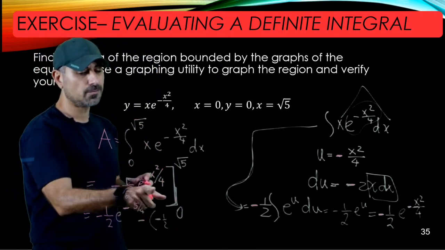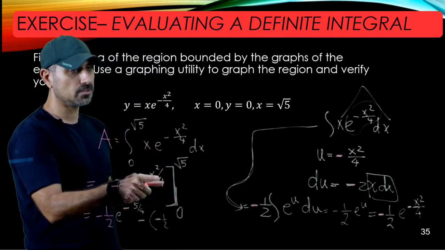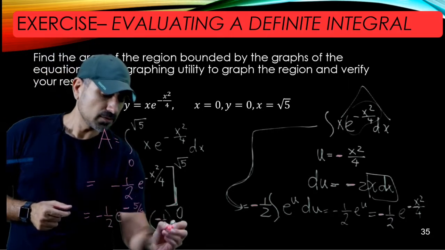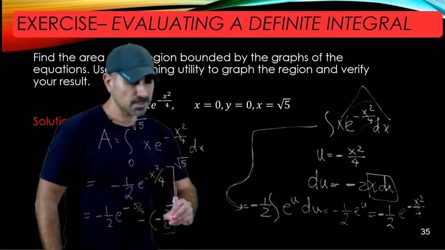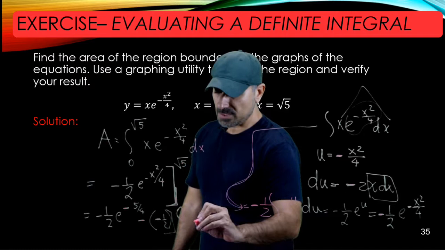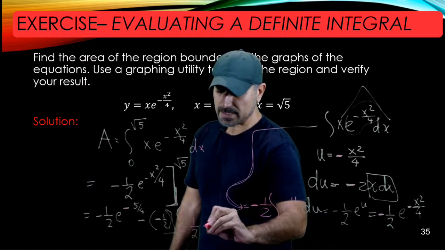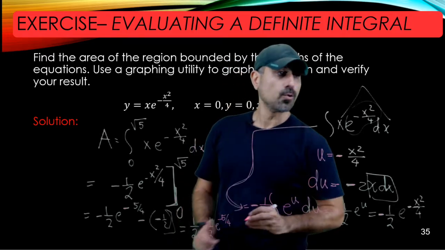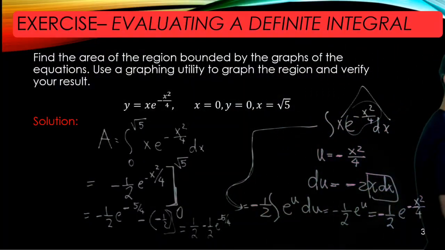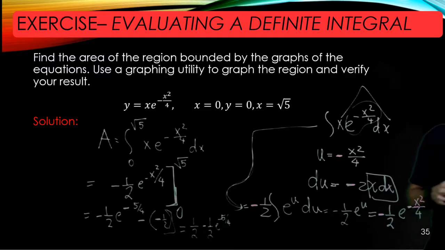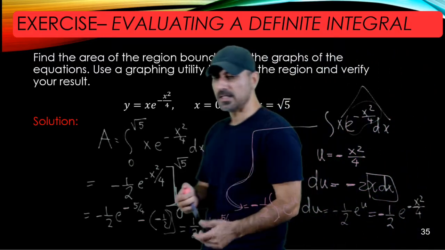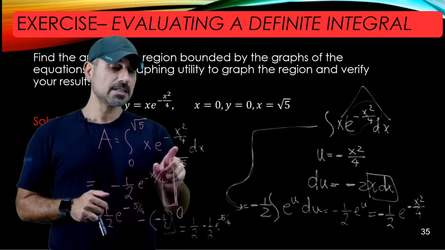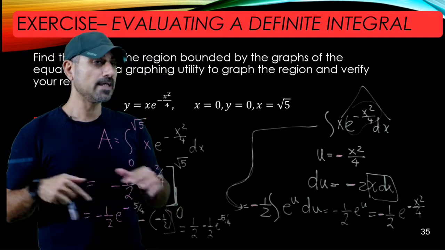When you plug in 0 for x, so the exponent is going to be 0, e to the 0 is going to be 1, it's just going to be negative 1/2. And to simplify, as you see, this is equal to 1/2 minus 1/2 e to the -5/4. Okay, so this is the value of the definite integral, but that corresponds to the area between the curve x times e to the -x² plus 4 and the x-axis.